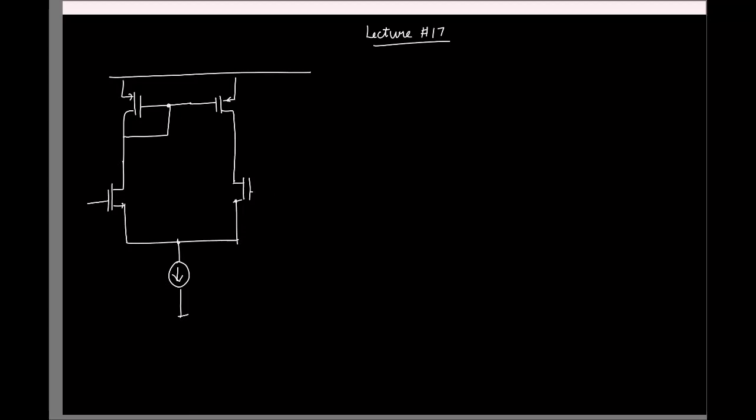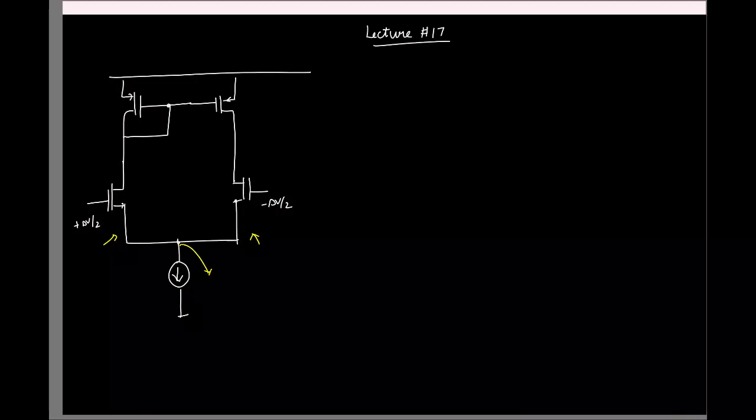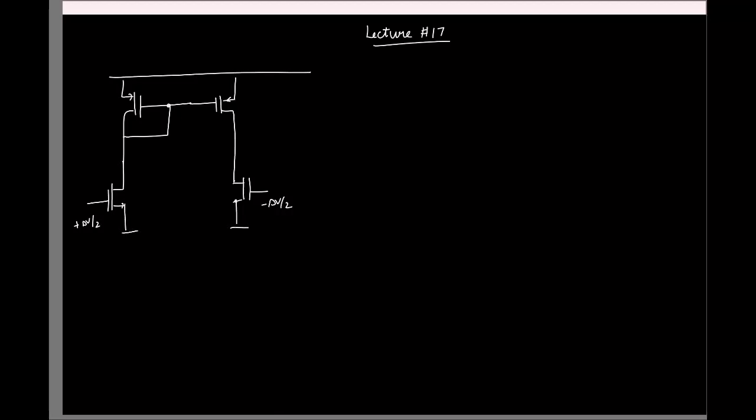And for this diff amp, when we are trying to look at the pole zero locations, we basically considered a differential input, right? And we said that if we ignore the R0 for the NMOS transistors, what can you say about this node? That is at 0, a virtual ground. So we said we can simplify the circuit to be this, right? Let me copy paste this.